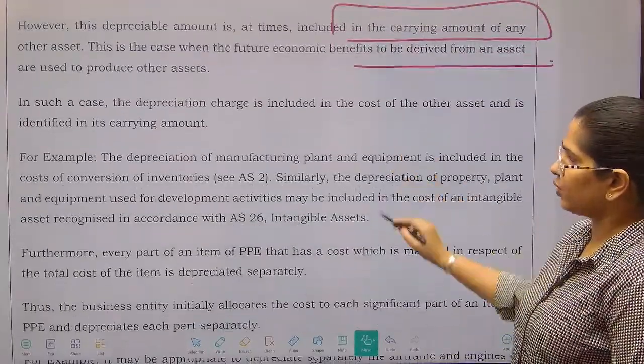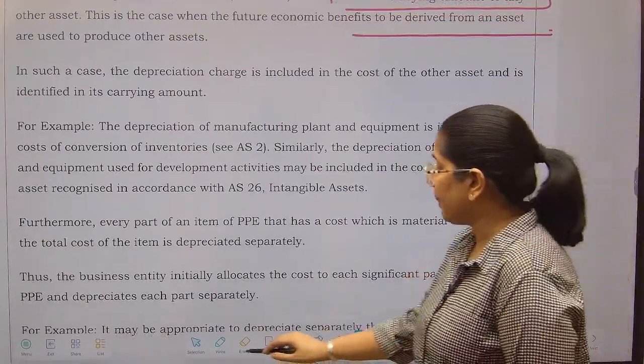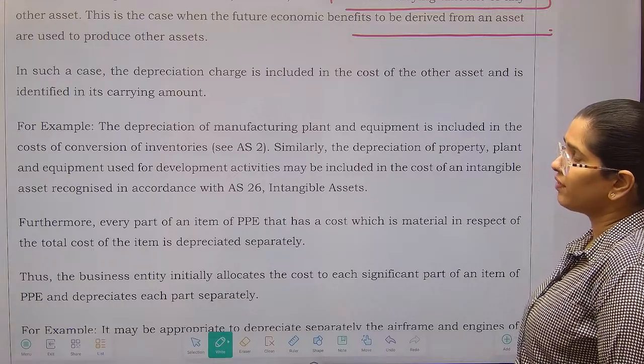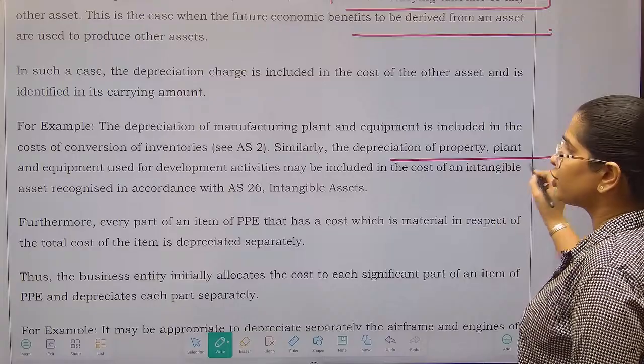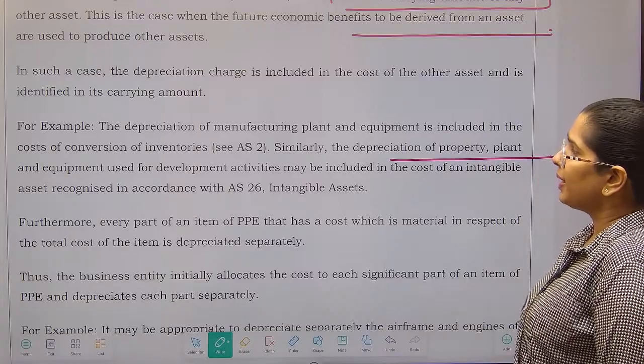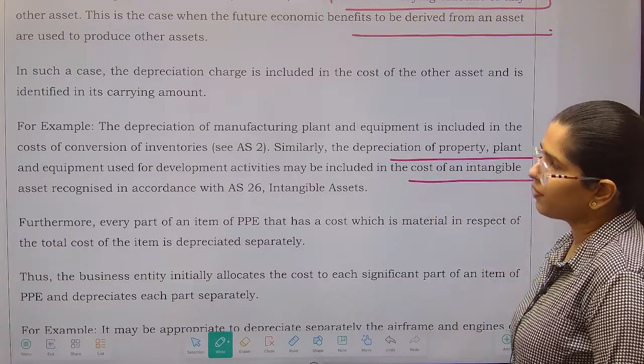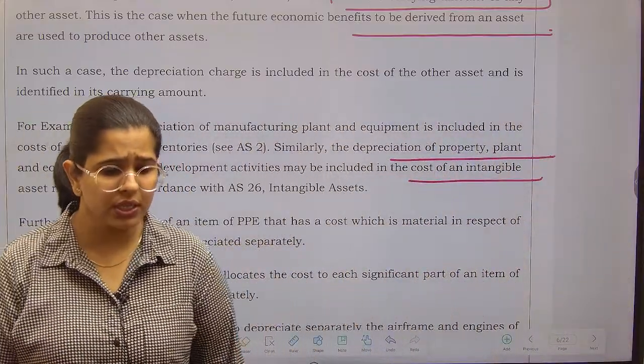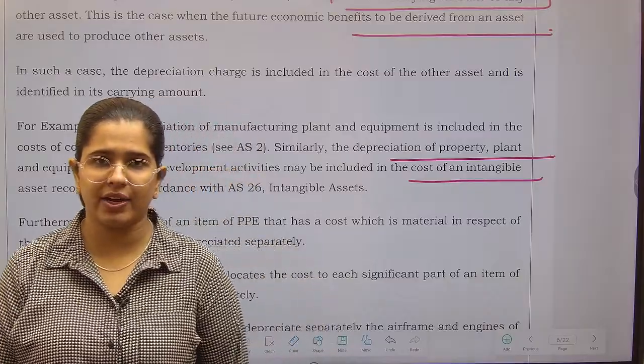जैसे कि example देखो इसका, यहाँ पे हम क्या बोलना चाहते हैं, depreciation of a manufacturing plant and machinery will be included in the cost of conversion of inventory. Similarly, depreciation of PPE used for developmental activities will be included in cost of intangible asset. अब एक बात बताओ मुझे, I am using the machinery for the production of my inventories.